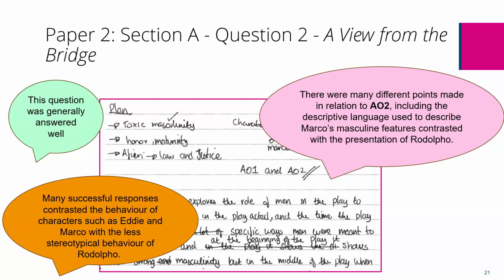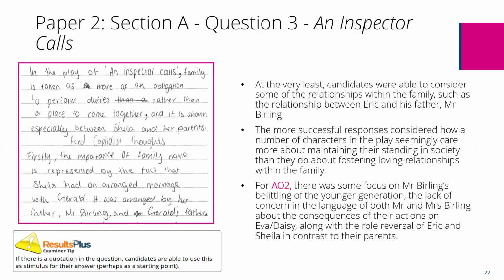So moving on to An Inspector Calls, which was question 3. And we're now on page 12 of the examiner report. So I might give you a bit of time in a moment to find that. But the question here in the June 2024 exam paper was, the Birlings place more importance on their family name than on relationships with each other. Discuss the significance of family in An Inspector Calls. And again, that signposting to AO2, you must consider language, form and structure in your answer.